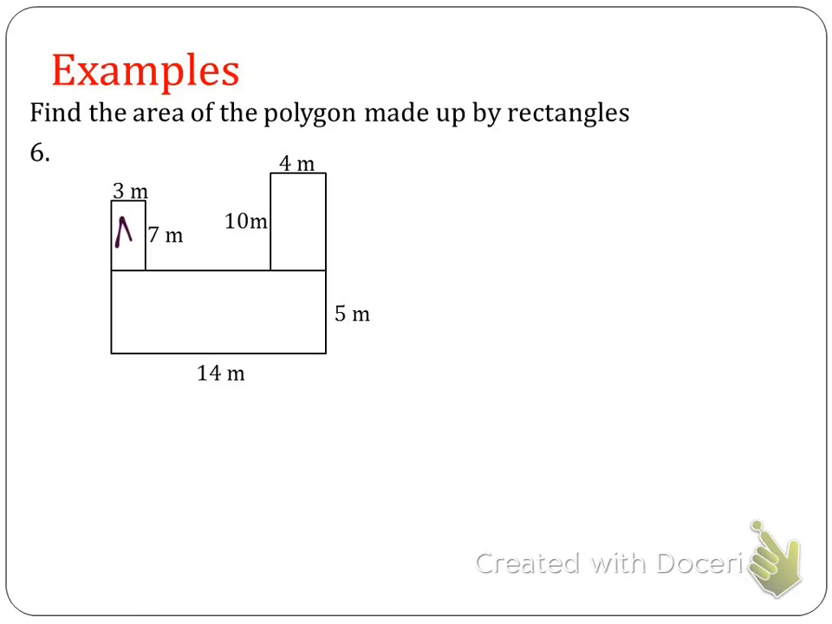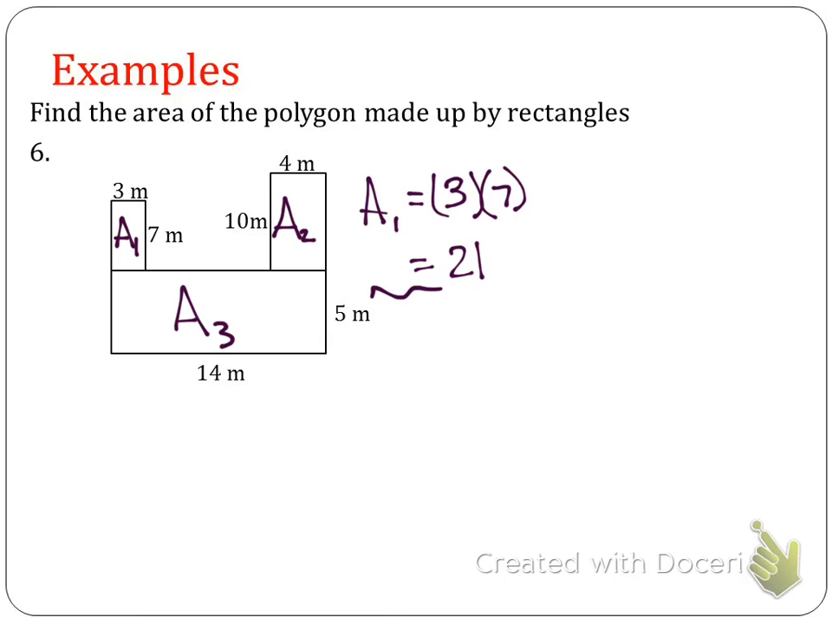And then I'm going to go through, label, first area, second area, third. Dealing with base times height on each. So within the first area, I don't have a base on the bottom, but then I look at its opposite side, 3. So 3 times 7, we get a total of 21 for our first area.